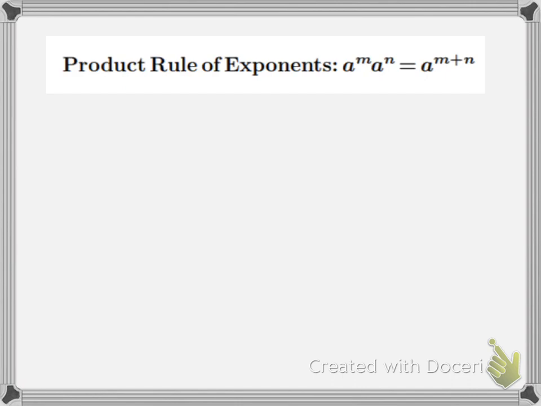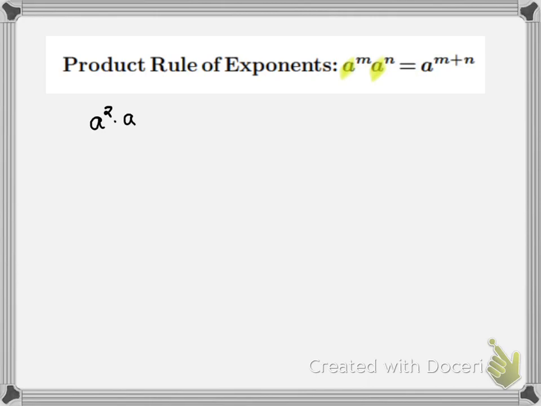So the product rule states that if I have the same base here, that's the key, a to any value, and then so a to the m times a to the n, I can resolve that by adding the exponents. So let's actually take a minute and prove this to ourselves.